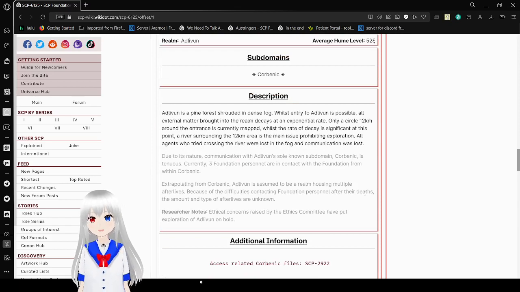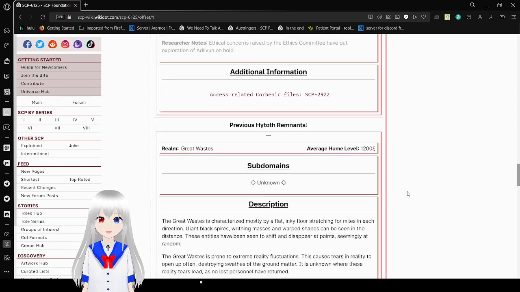Subdomains, Corbenic. Description: Oblivion is a pine forest shrouded in dense fog. While entry into Oblivion is possible, all external matter brought into the realm decays at an exponential rate. Only a circle 12 kilometers around the entrance is currently mapped. Most of the rare decays are significant at this point. A river surrounding the 12-kilometer area is the main issue prohibiting exploration. All agents who tried crossing the river were lost in the fog, and communication was lost. And that's all we haven't read of this.